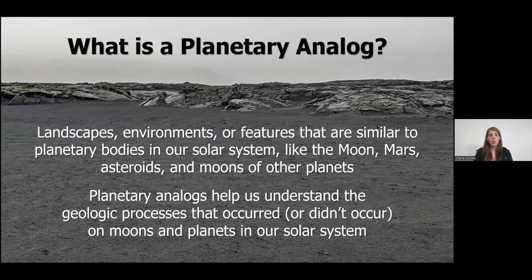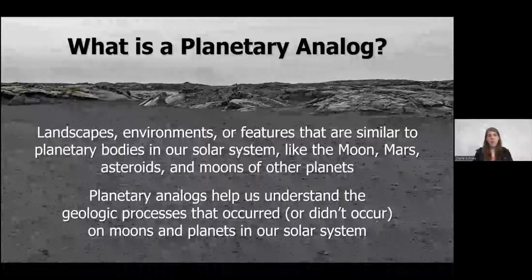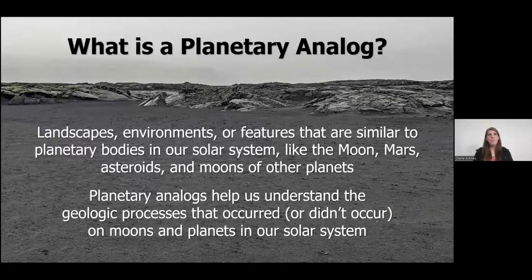And that includes our moon, that includes Mars, asteroids, moons of Saturn and Jupiter. So those places on Earth that we can find that are similar to where we think those places are elsewhere in the universe. And these planetary analogs help us understand how the geology and how these different planetary bodies formed over time. And so all of the bodies in our solar system, none are like Earth. Earth is a very special place.